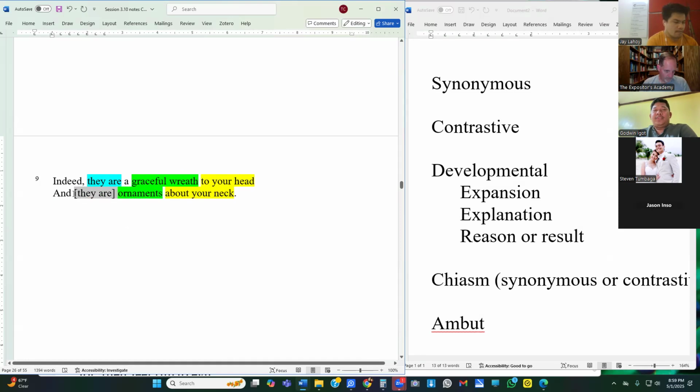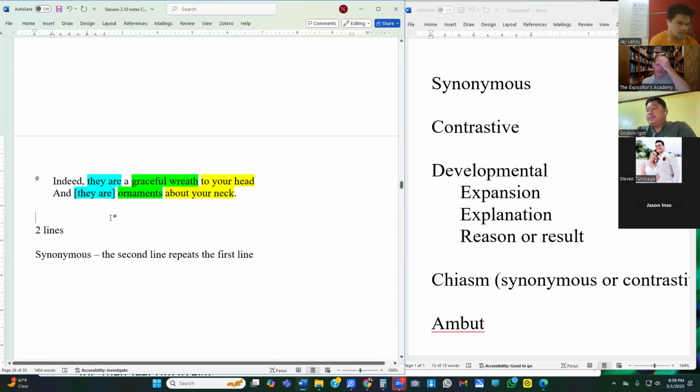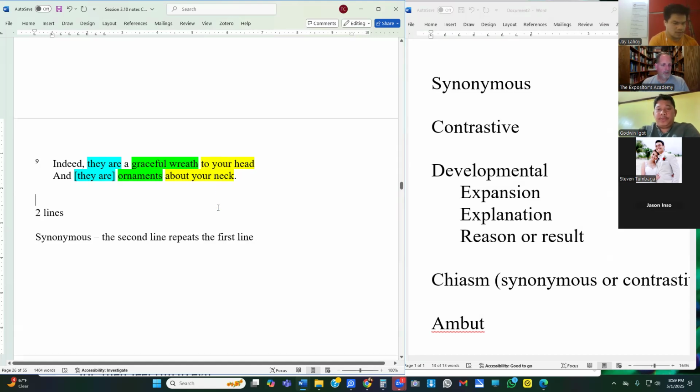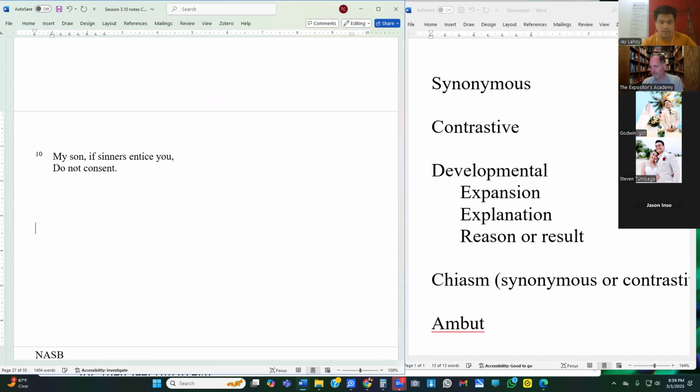So yeah, you were right. 2 lines, synonymous. The second line repeats the first line. Yep. Good. And like we said, there's some ellipsis here. The "they are" is implied in that second line. All right, good. Great. Thank you, Pastor. Okay, Jay, you want to try the third one here?